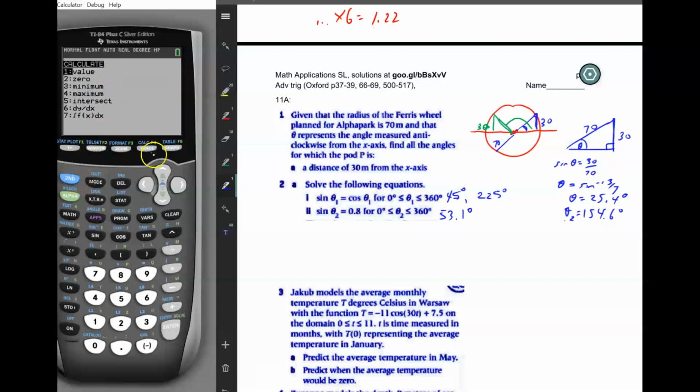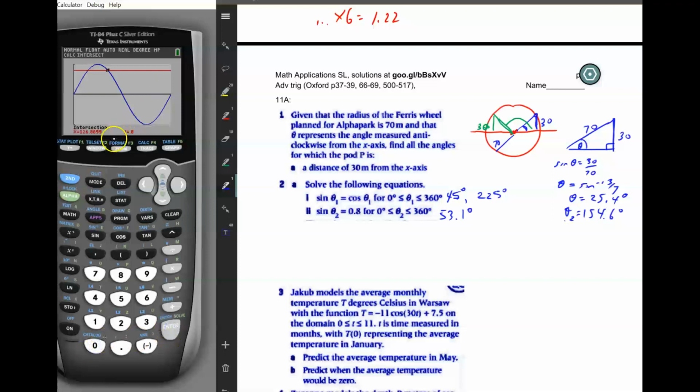So second calc intersect number 5. First curve is the blue one, yes. Second curve is the red one, yes. And then for my guess, I'm going to put something like 120 to get the right one. I wanted 120, not 12. It's really hard to press these buttons. It's driving me crazy. Second calc intersect 5. Enter. And then I need to move the cursor over to the right side. So I'm going to put like 1, 2, 0. Enter.